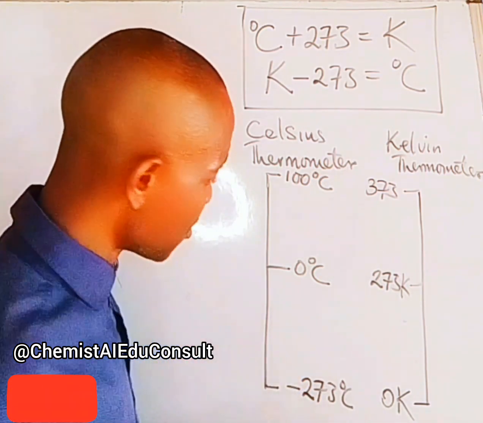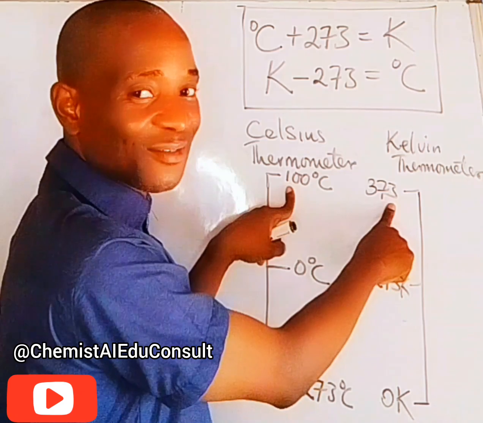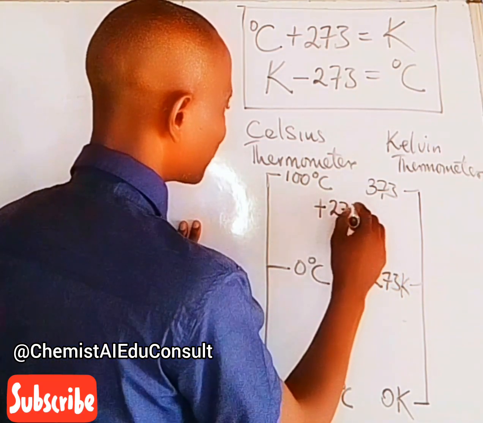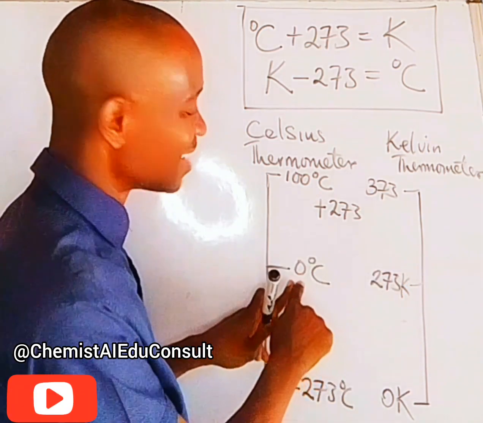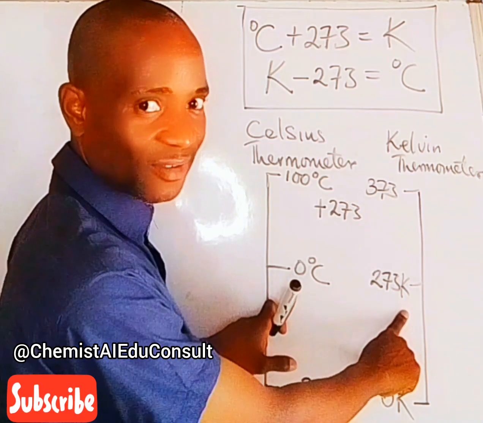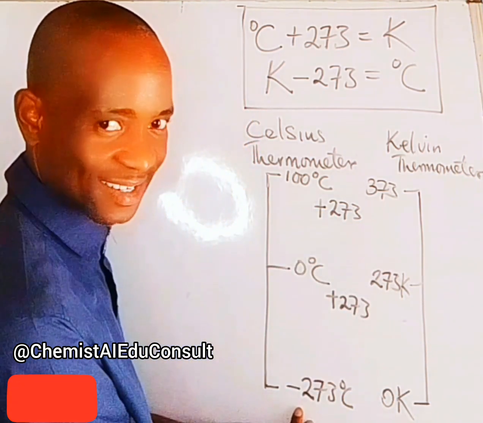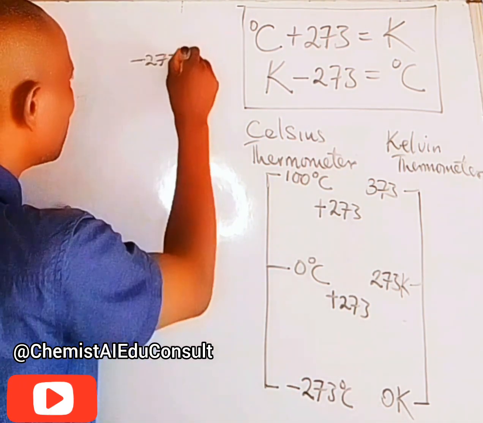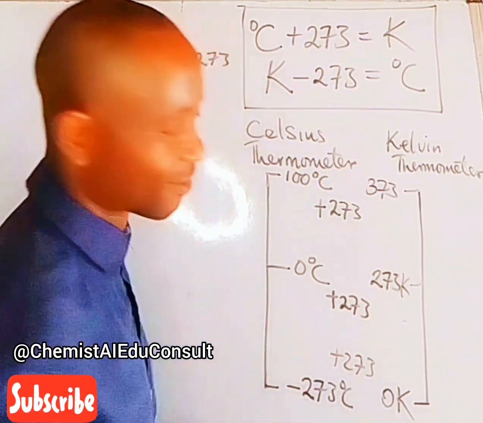Now you ask yourself, what do I add to 100 degrees Celsius in order to get 373 Kelvin? In fact, that should be 273. 100 plus 273 will give you 373. What do I add to 0 degrees Celsius to get 273 Kelvin? Of course, it's the same number. Again, what do I add to minus 273 in order to get 0 Kelvin? It is going to be 273. So minus 273 plus 273, you get 0.